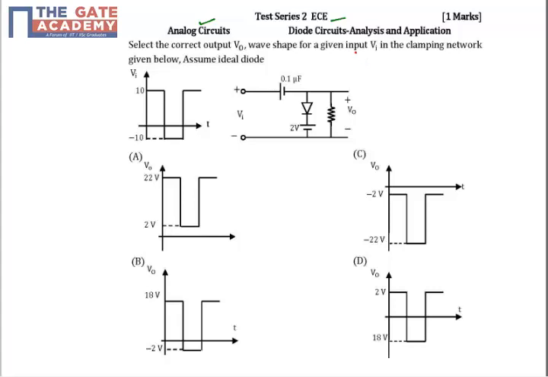This question says: select the correct option for V naught for the input wave V in. V in, the input wave, is given to you. You need to find out what the waveform of the output will be. The input is a square wave with a positive peak of 10 volt and a negative peak of minus 10 volt. So let us assume that the positive peak is applied across the input.